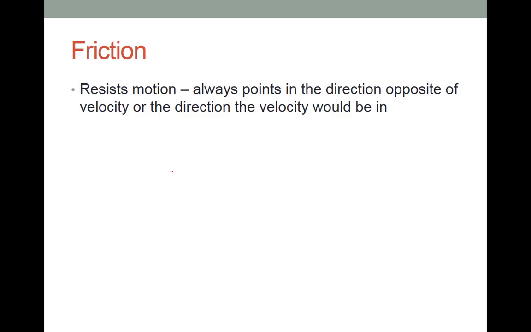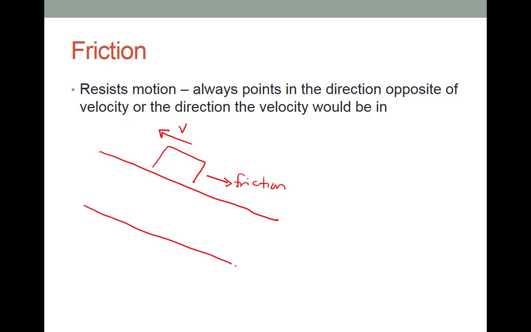So, for example, if I had a ramp and the block was going up the ramp, with its velocity up the ramp, don't ask me why it would be, I don't know, then friction will point down the ramp. If, on the other hand, I look a while later and I now see the block moving down the ramp, so velocity is now down the ramp, then friction will point up the ramp.